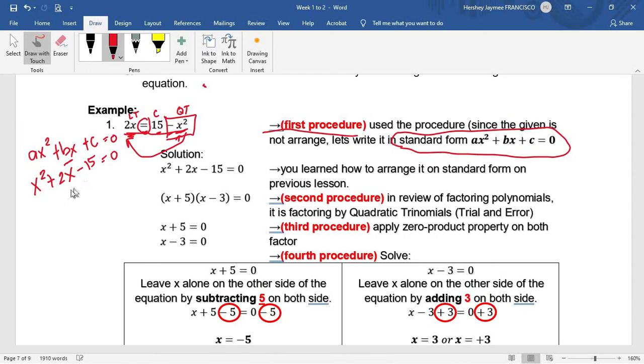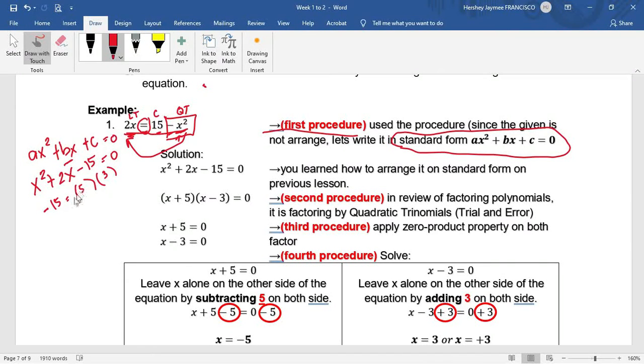Ngayon, pwede ka nang mag-factor. So, ito yung second step. So, you're going to factor. Ito ay trial and error. So, bakit? Si negative 15 ay may factor. Anong mga factor niya? Okay. 5 times 3. Positive 5 times positive 3 ay magiging negative 15?